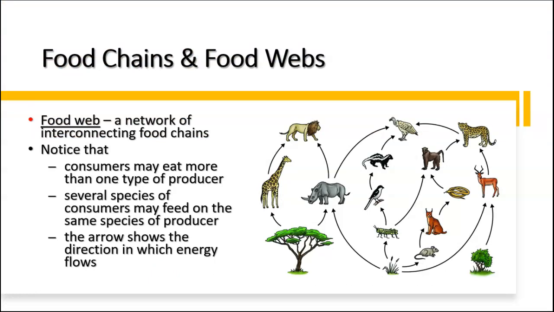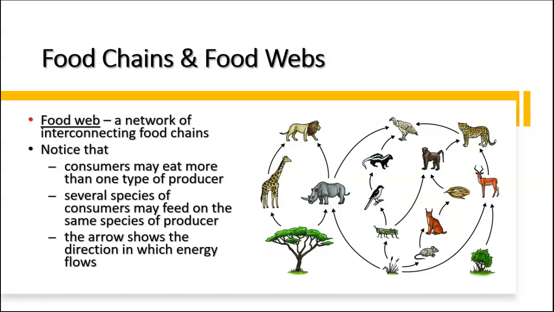So remember that a food web is a network of food chains where you have different kinds of feeding relationships within there. Consumers can eat more than one type of producer. Several different species of consumers can feed on the same species of producer or the same species of primary consumer for that matter.